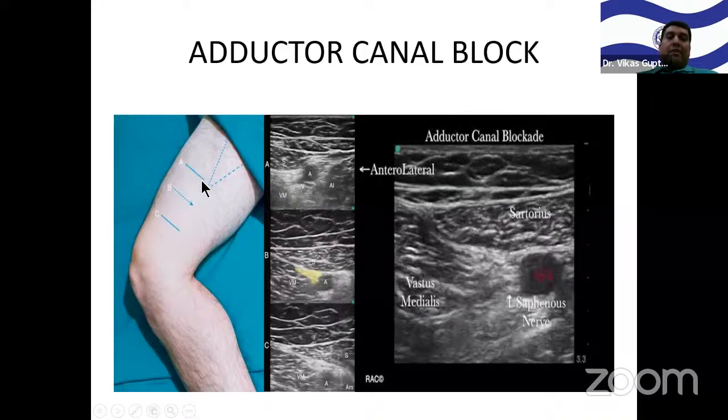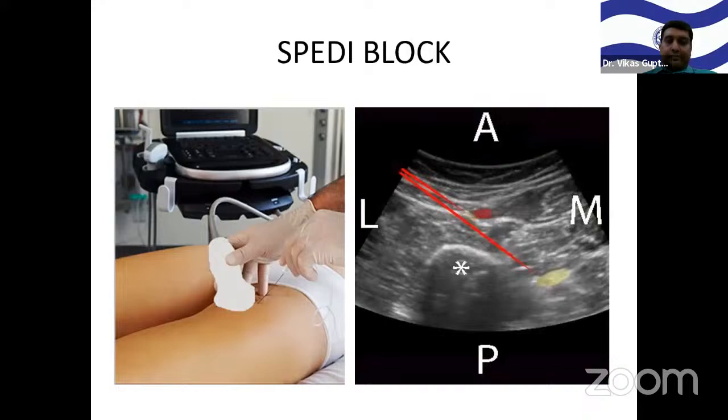Then we will put our probe over the medial thigh, and we have to identify the superficial femoral artery. This is the superficial femoral artery. Okay. So just lateral to the superficial femoral artery, there is a fascial plane. There's the fascia of vastus medialis, and in that fascial plane there is a nerve lying. What is the nerve? This is the saphenous nerve. So we have to block this saphenous nerve.